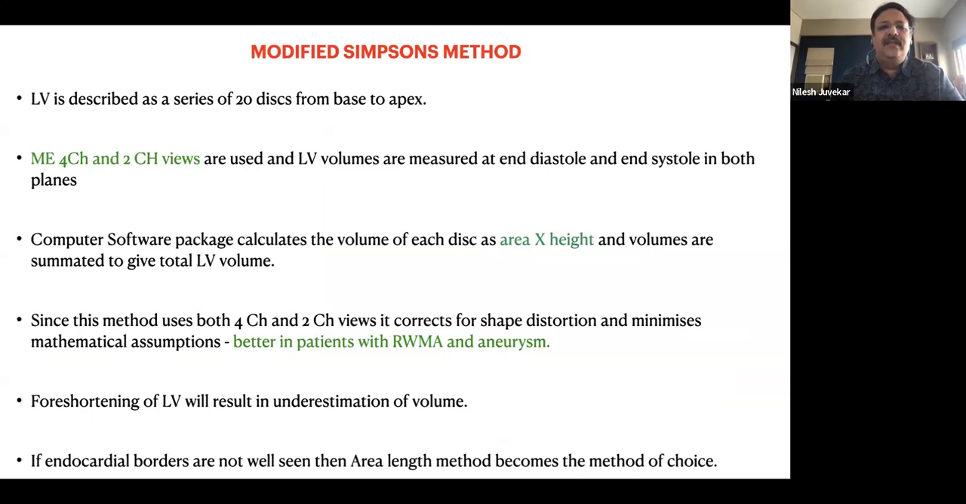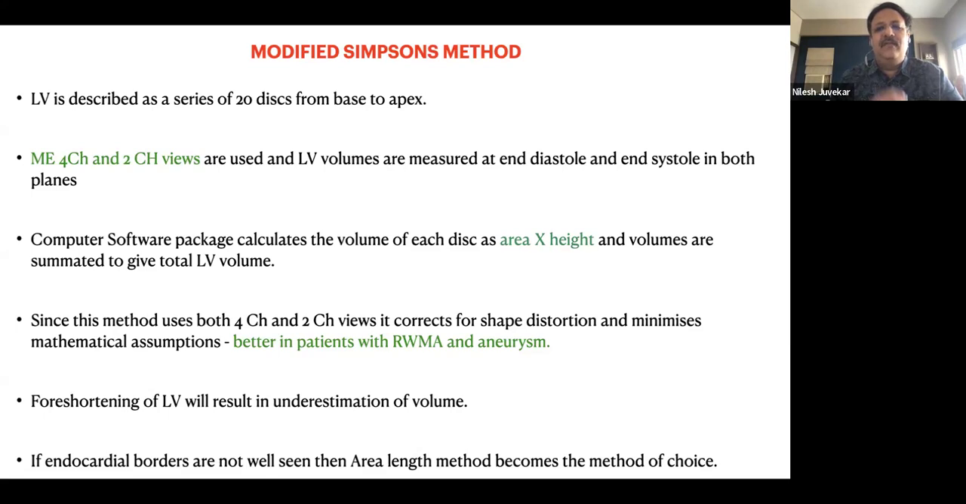So now let us see what is this modified Simpson's method. So in this method, basically, the LV has been assumed to be a series of 20 discs from the base to the apex. Two views are used: the midesophageal four-chamber and the midesophageal two-chamber views.